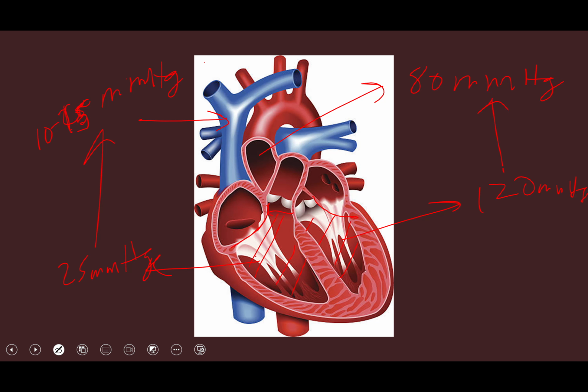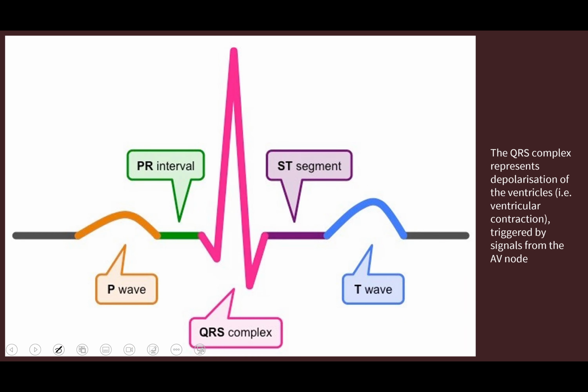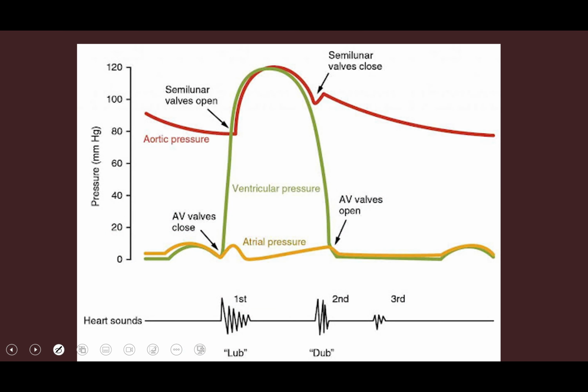This is the QRS peak, by the way. The QRS peak. This is this peak here. The QRS complex represents the depolarization of the ventricles and ventricular contraction, which we have just been describing, right? Triggered by the signals of the atrioventricular node. Alright? Looking at that. Everybody is fine so far?